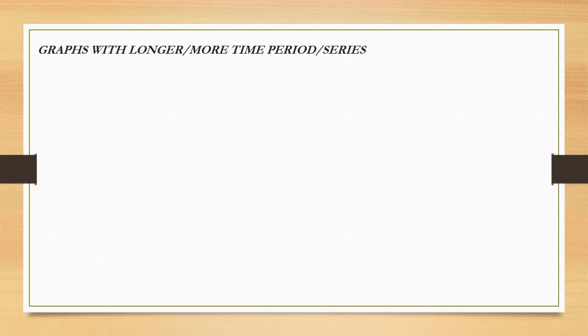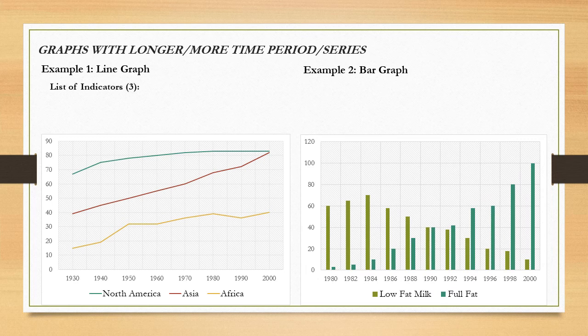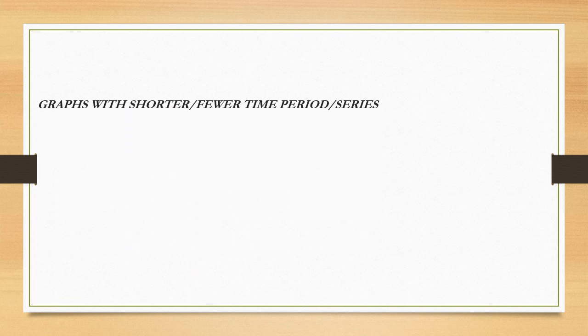Before all else, let's take a look at the different types of graph. First on the list are those with longer time period. Take note of that. Under this type, you may encounter most of the time line graphs, and sometimes you can also encounter bar and table. Another thing to consider in this type is the list of items, which is shorter compared to the list of items in the next type of graph.